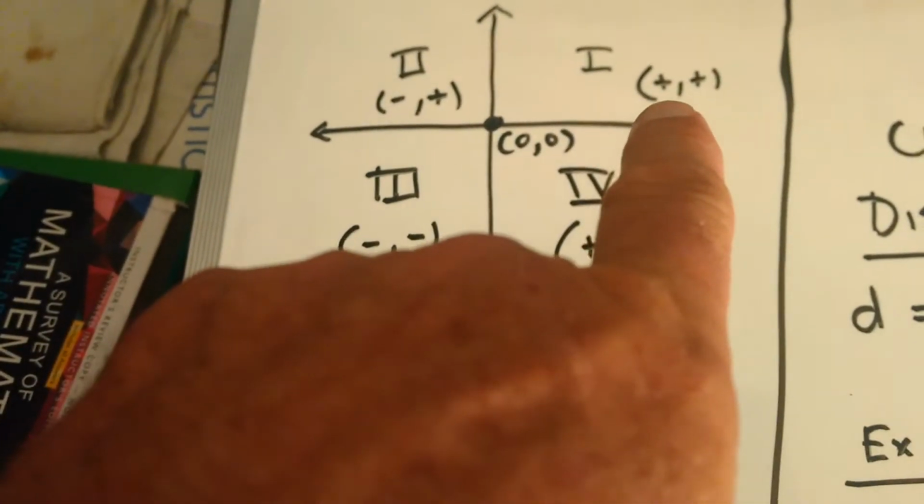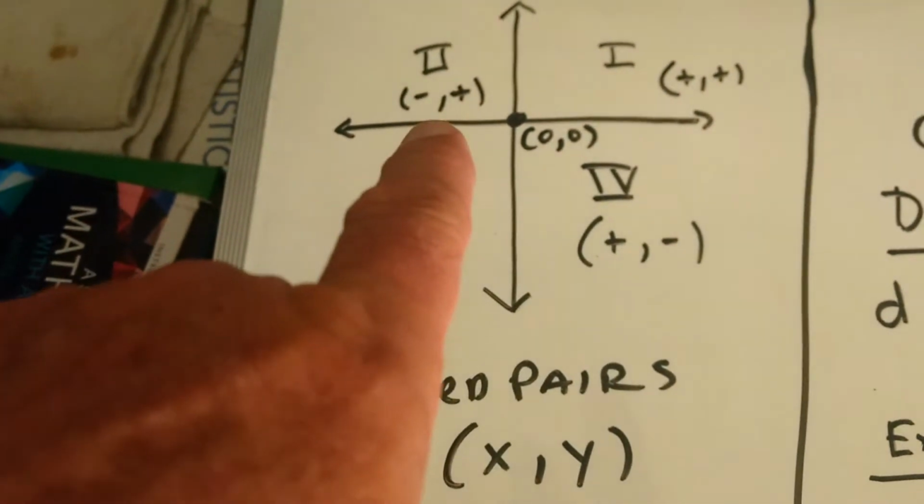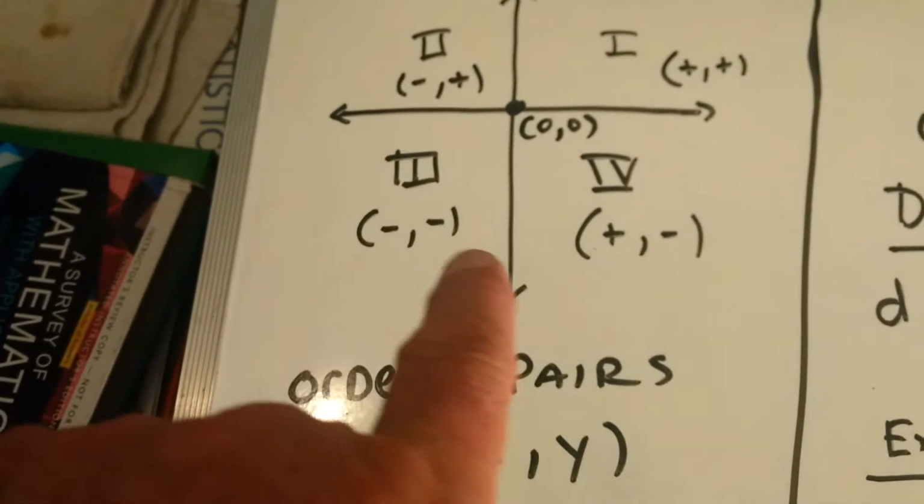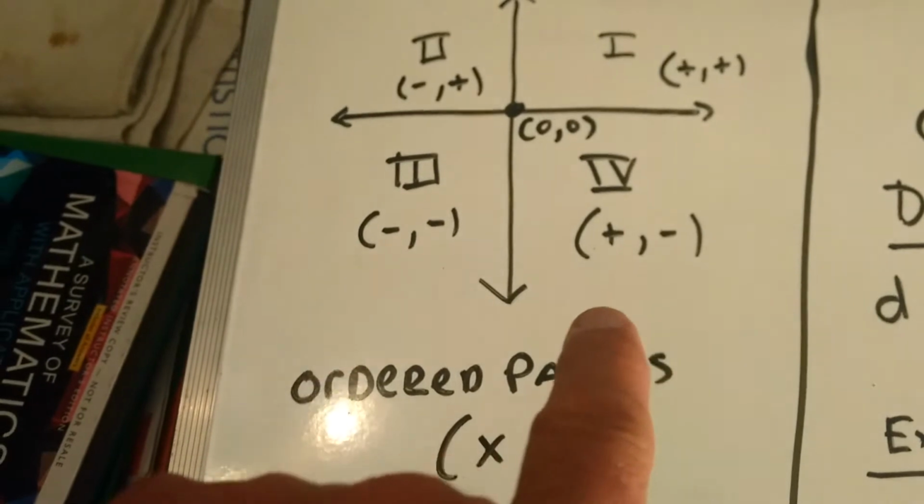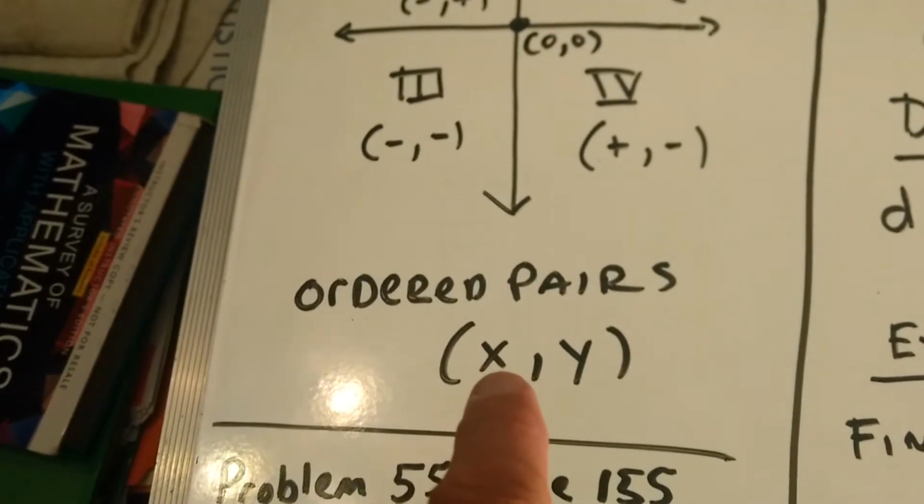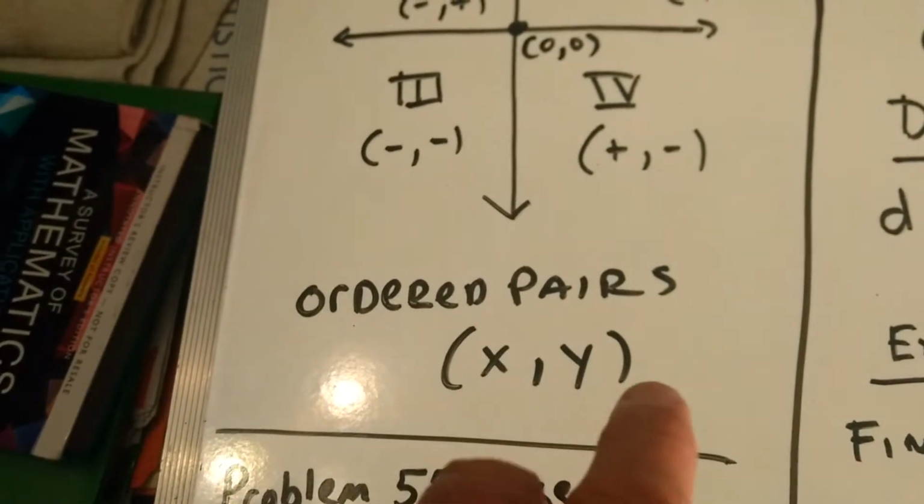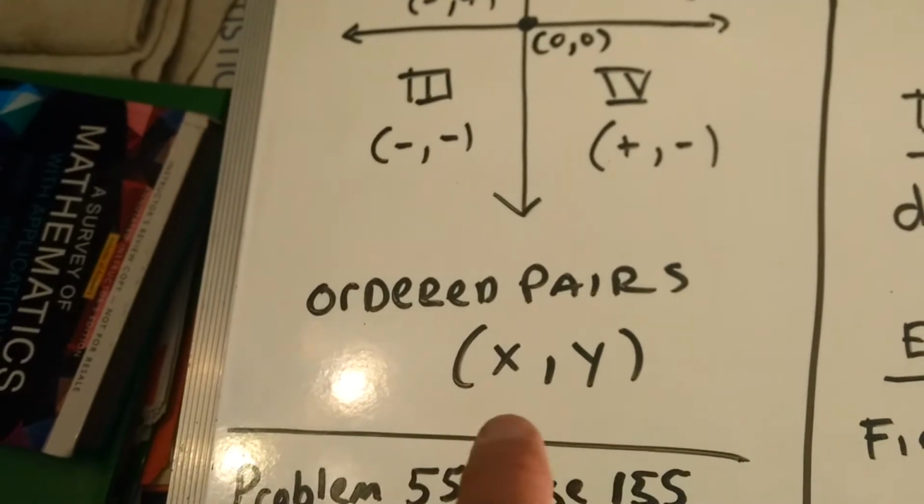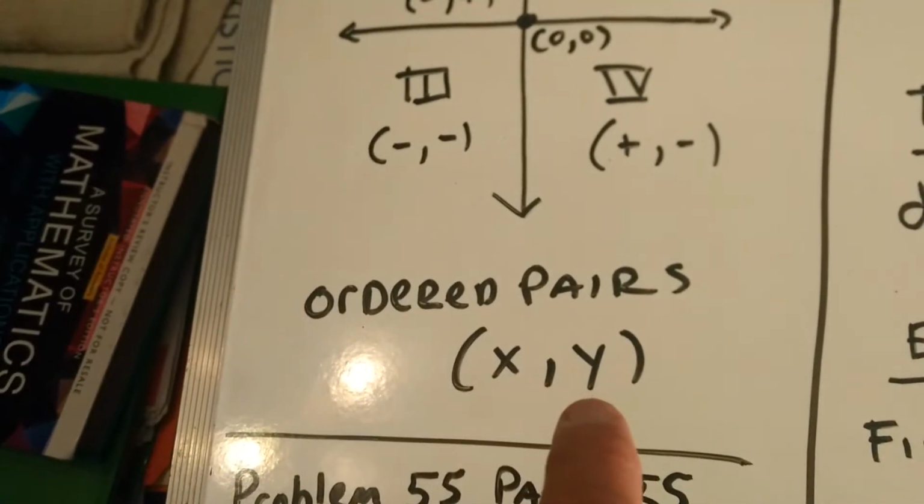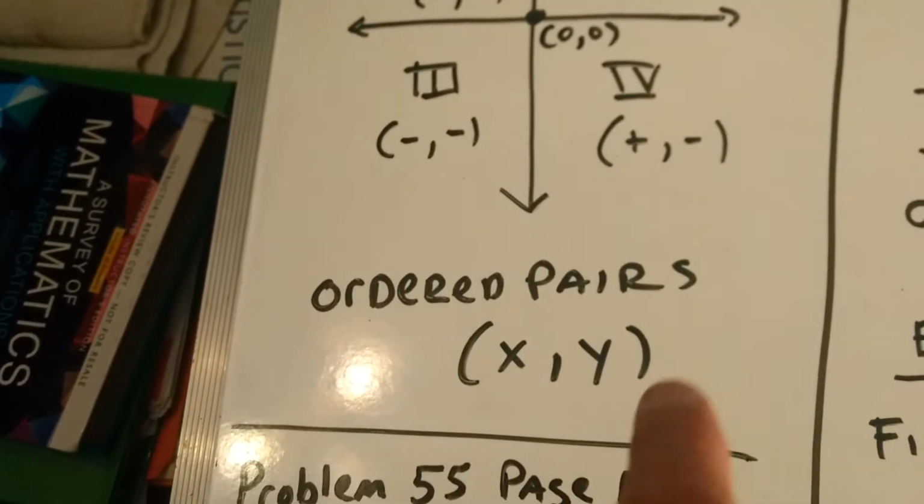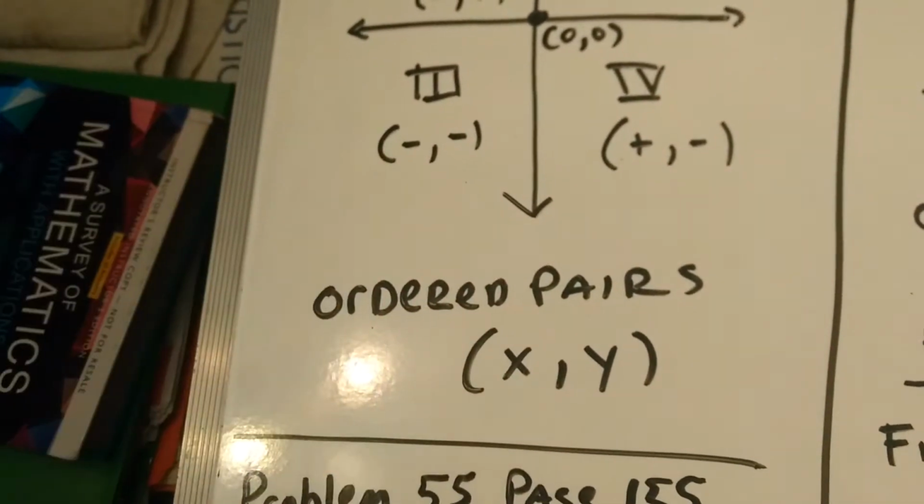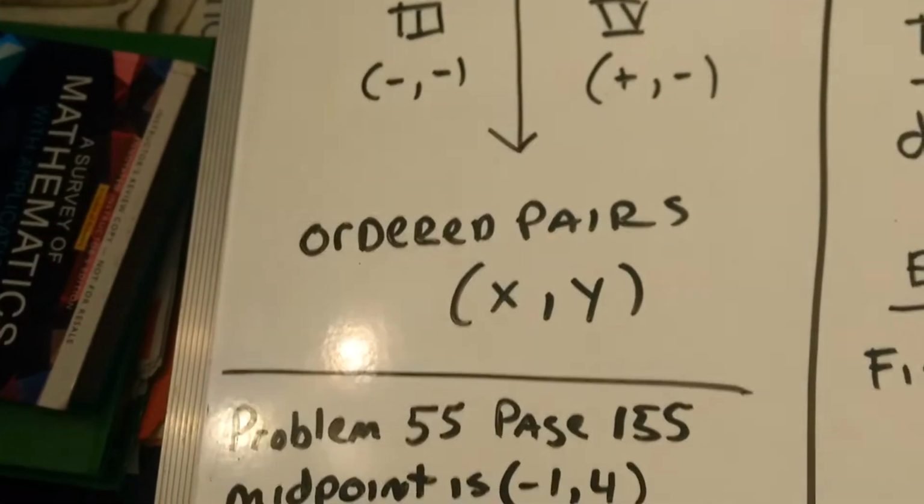Here, the ordered pairs are positive, positive. Here, negative, positive. Here, negative, negative. Here, positive, negative. The ordered pairs are written as x first, y second. So anytime you're given an ordered pair, you know you have x and you know you have y. You're going to see how important ordered pairs are in algebra as we go through this class.